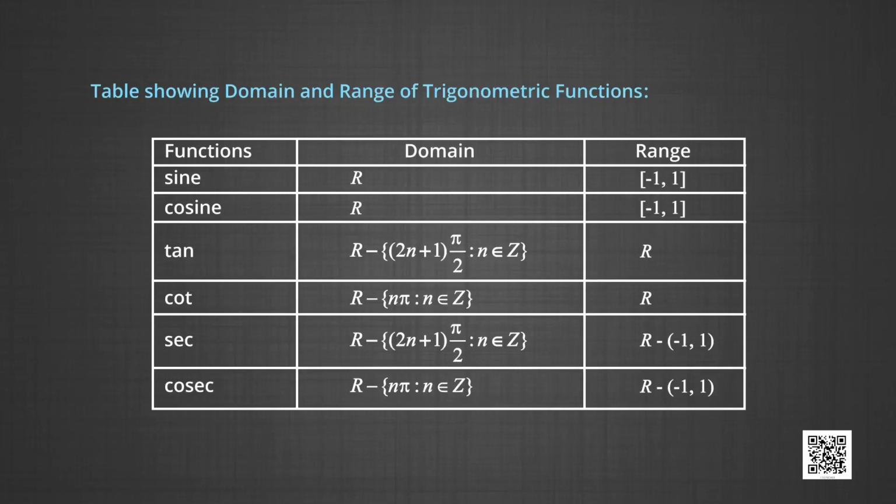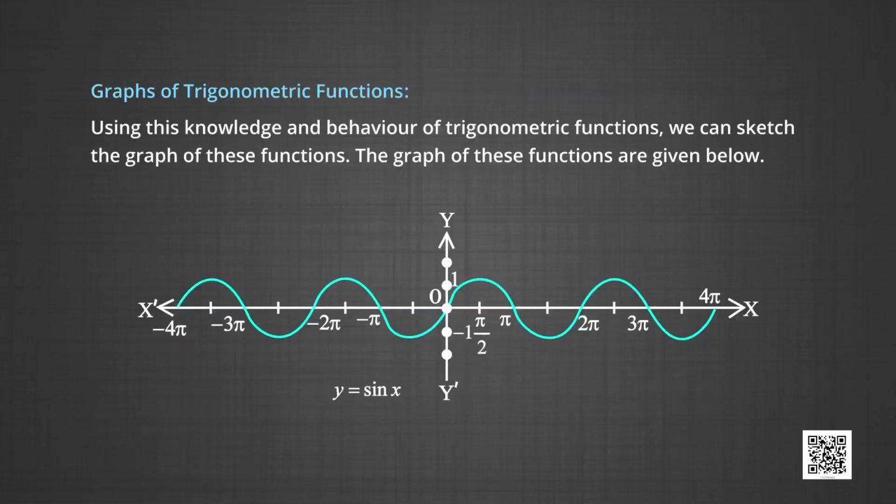For the sec function, the domain is all real numbers minus the odd multiples of pi by 2 and the range is all real numbers minus the open interval minus 1 to 1. Also, for the cosec function, the domain is all real numbers minus the integral multiples of pi and the range is all real numbers minus the open interval minus 1 to 1. Using this knowledge and behavior of trigonometric functions, we can sketch the graphs of these functions. The graphs of these functions are shown below.